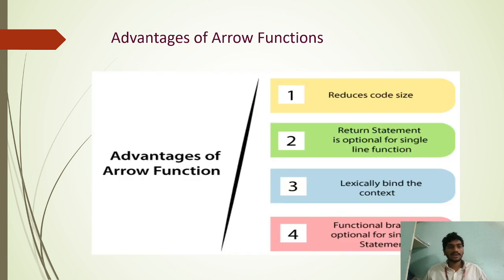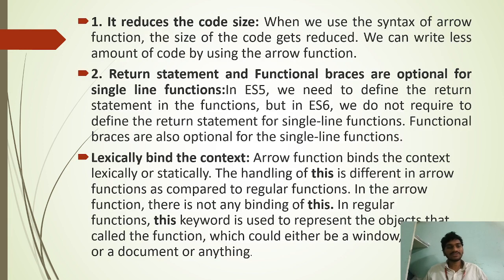And advantages of arrow functions: there are mainly four advantages. First one is code size, second one is the return statement is optional for single line functions, third is lexically binding the context, and fourth is that parentheses are optional for single line statements. These are the four advantages of the arrow function. First one, it reduces the code size. When we use the syntax of the arrow function, the size of the code gets reduced. We can write less code by using the arrow function.